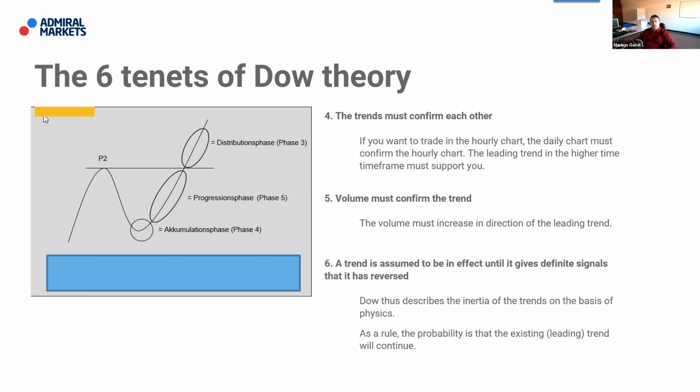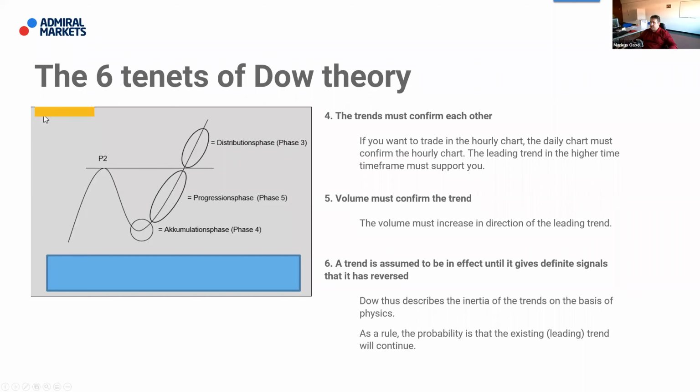Number 5, volume must confirm the trend. The volume must increase in the direction of the leading trend. This is especially the case if you trade futures or shares. So if you have less volume, then the trend isn't going to run. So make sure that if you trade futures or maybe shares, you check the volume. In every MetaTrader, you have a volume display on the lower side. You can see if the volume increases, then the trend is going to move, and then you can jump in in this space between the accumulation phase and the progression phase.